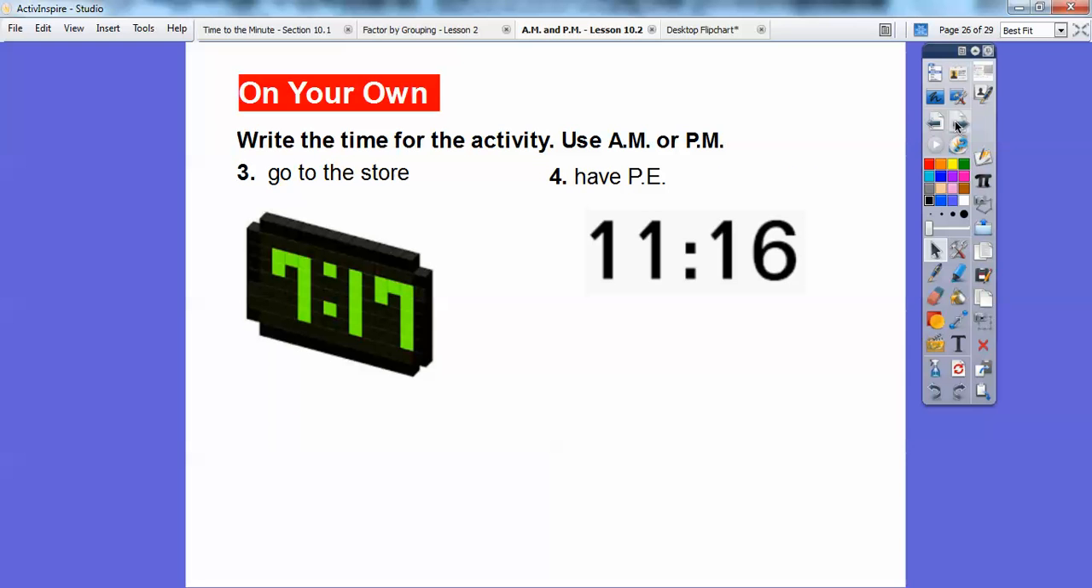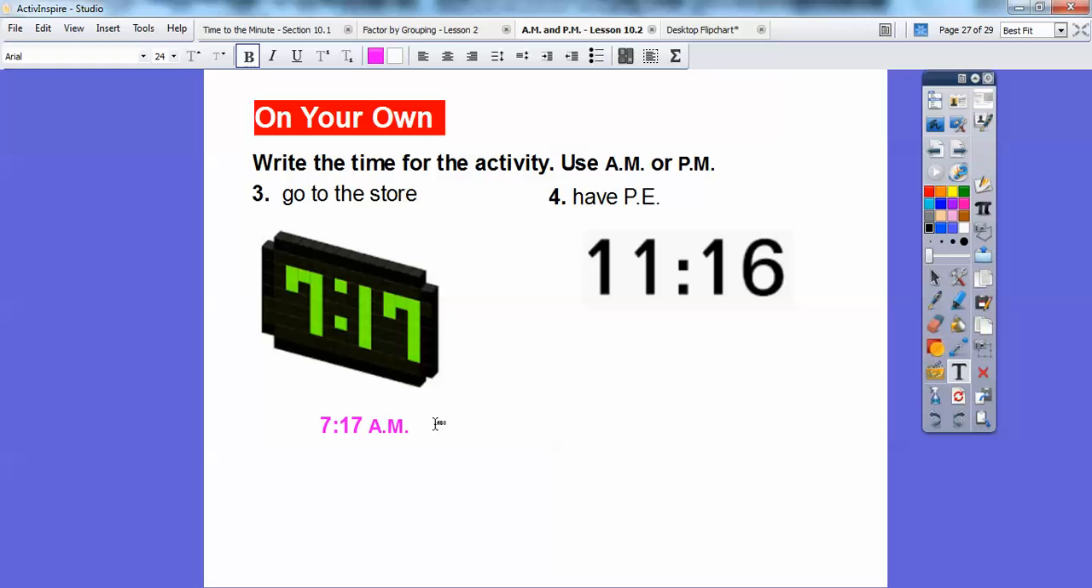Okay, how about these two? You have digital clocks. So here we go to the store, you guys. Would you go to the store at 7:17 in the morning, or in the evening? Well, there are some people that go to the store in the morning and the evening, but typically I go to the store in the evening, you guys, so I'm going to put PM right there. But if you go to the store early in the morning before school, or your mom does, I guess AM would work also. But I would put PM right there. I don't know why I have AM. I think I should put PM right there.